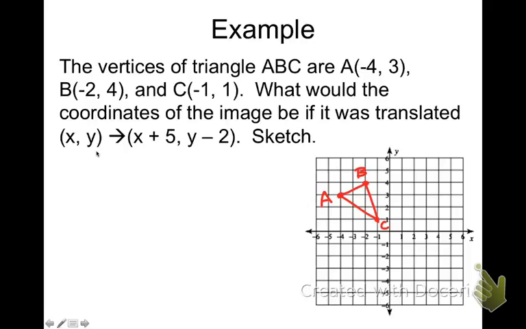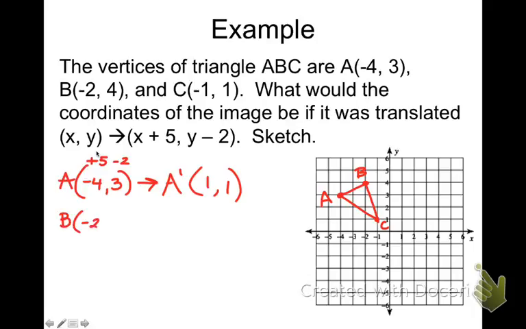If you like to see what you're doing, sometimes I like to do this, or if it's just asking for the coordinates and not for you to sketch the image, let's show what's happening. So my A point is -4, 3, and it's telling me to add 5 to my x, subtract 2 from my y. So the new image of A, well, -4 + 5 is 1. 3 plus -2 is 1. So the image of A becomes 1, 1.